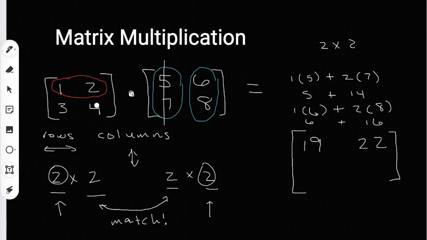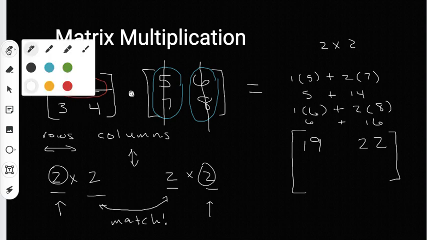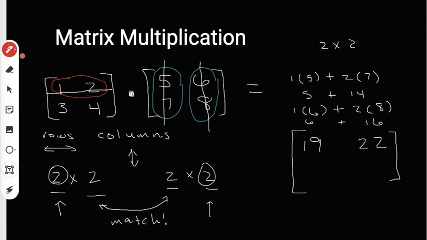Alright. So now I'm done with the second column. So I'm going to draw a line through that second column. Now I've exhausted all of my columns, and I'm ready to move on to the next row. So let's go ahead and move on to the next row. I'm going to circle the second row down here, and we're going to repeat the process all over again. We're going to take this row and multiply it by these columns.